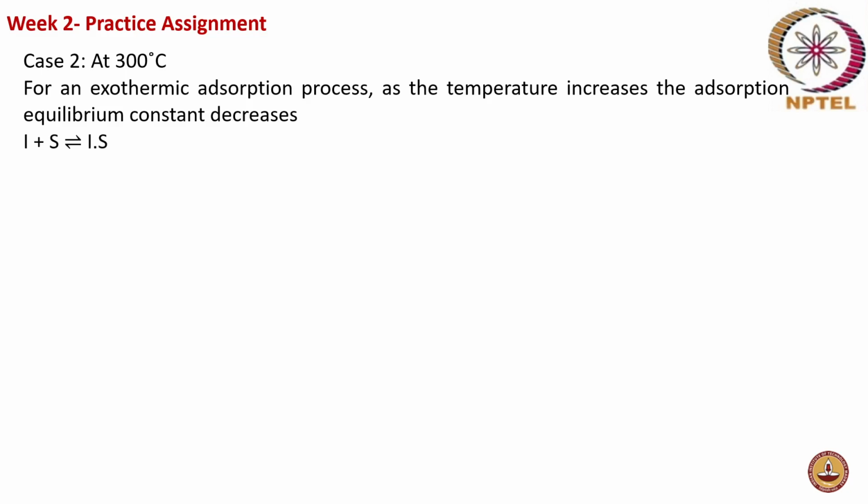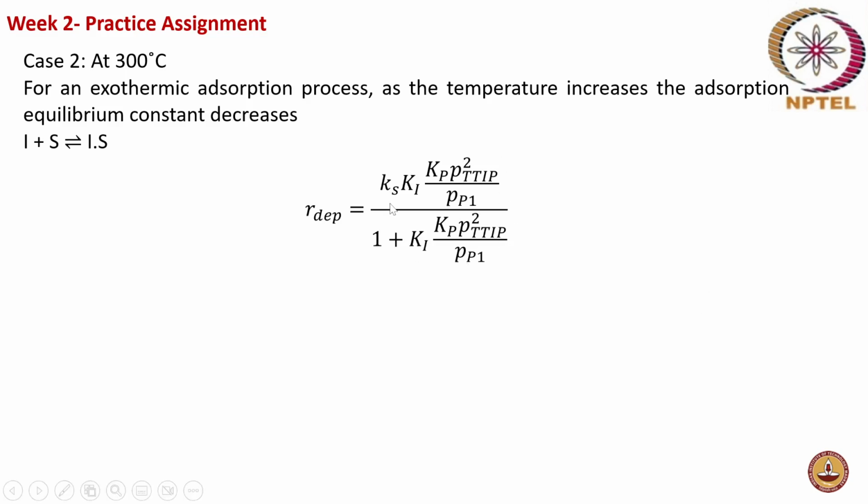So you have this expression. You have this reaction. I gets adsorbed on the active site as IS. Now you have the rate of deposition expression as this. In this case, Ki is the adsorption equilibrium constant of I. At high temperatures, so 300 degrees is higher than 200 obviously, this Ki term becomes very small. Here again, in the denominator expression, when Ki is very small, then this second term can be eliminated.